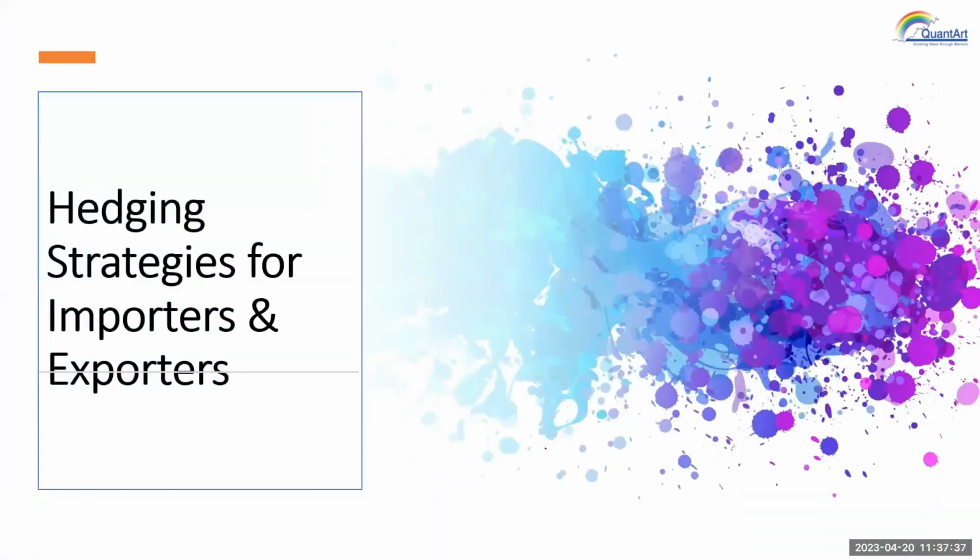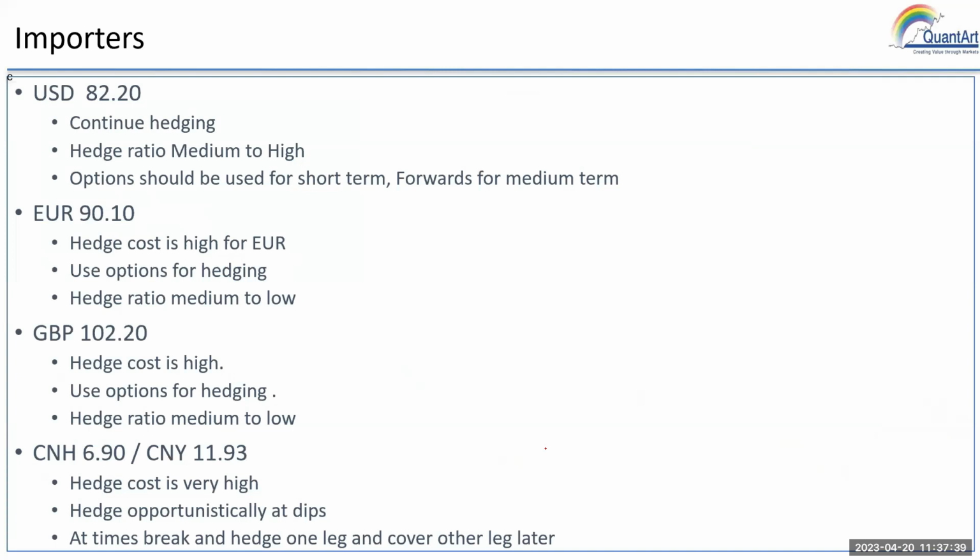Strategies which we think are correct for exporters and importers. So let's say you are an importer, talking in a very generic manner. What should an importer do? We are saying that they should continue hedging, and the hedge ratio should not be low. It should be medium or high, preferably high. The hedge ratio on import should be high at this point of time.